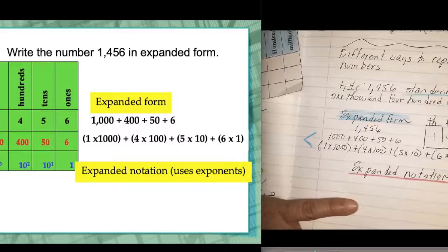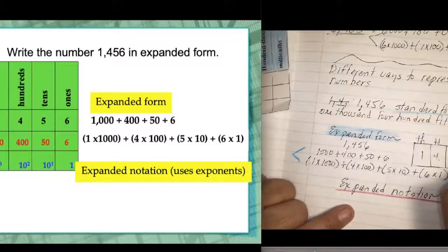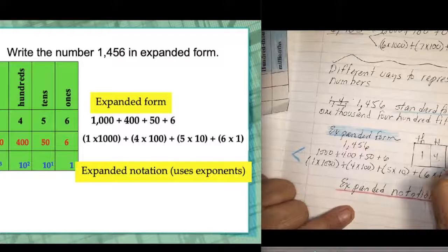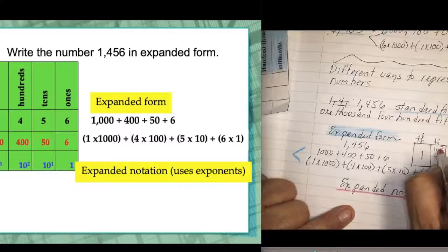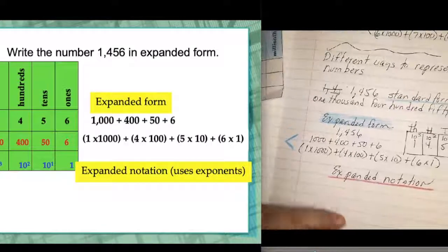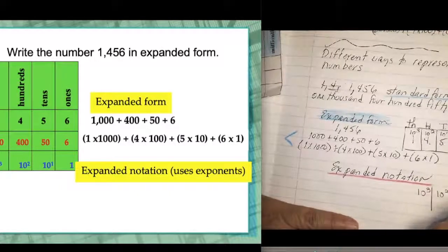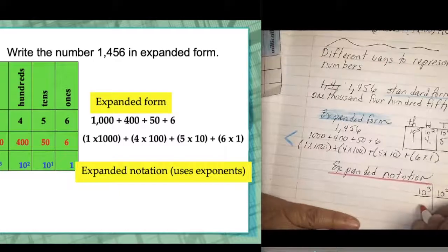This would be a 1, 10 to the 1st power, 10 to the 2nd power, 10 to the 3rd power. Or we could copy it over, I guess. 10 to the 3rd power, 10 to the 2nd power, 10 to the 1st power. And notice that I am using a 1. I am not putting to the 0 power.